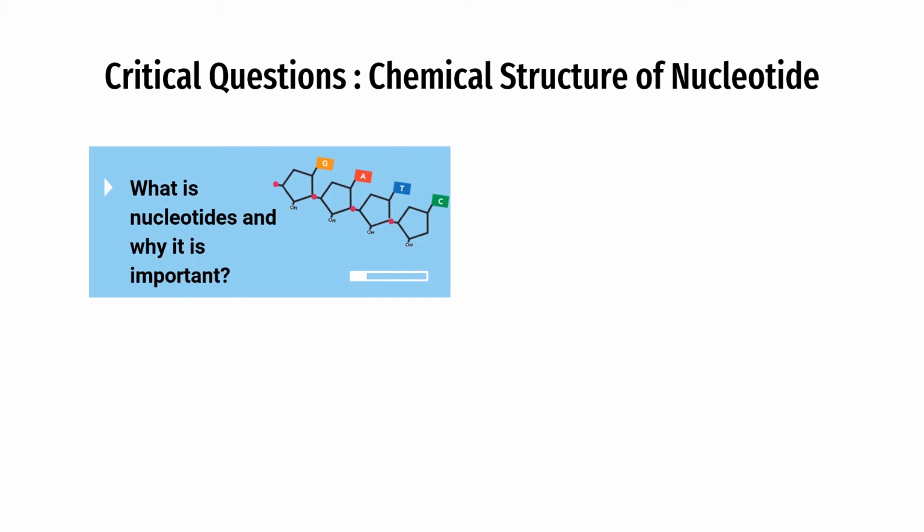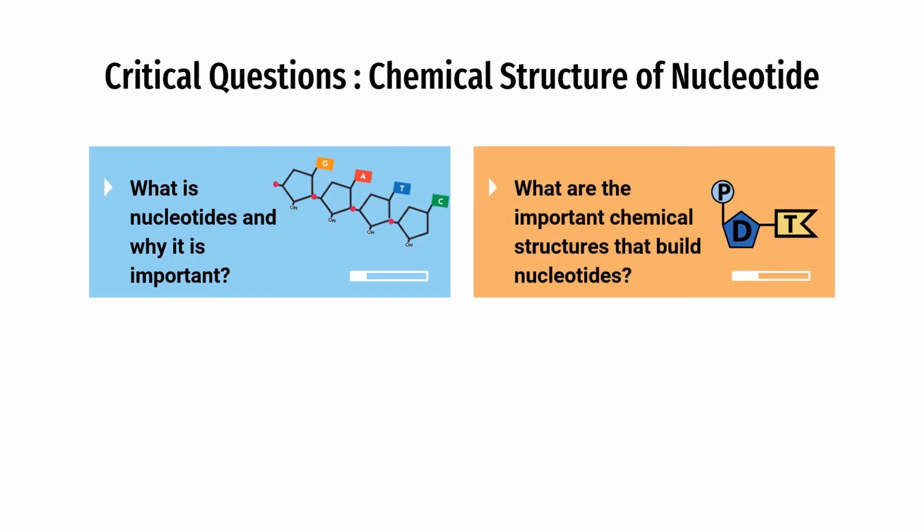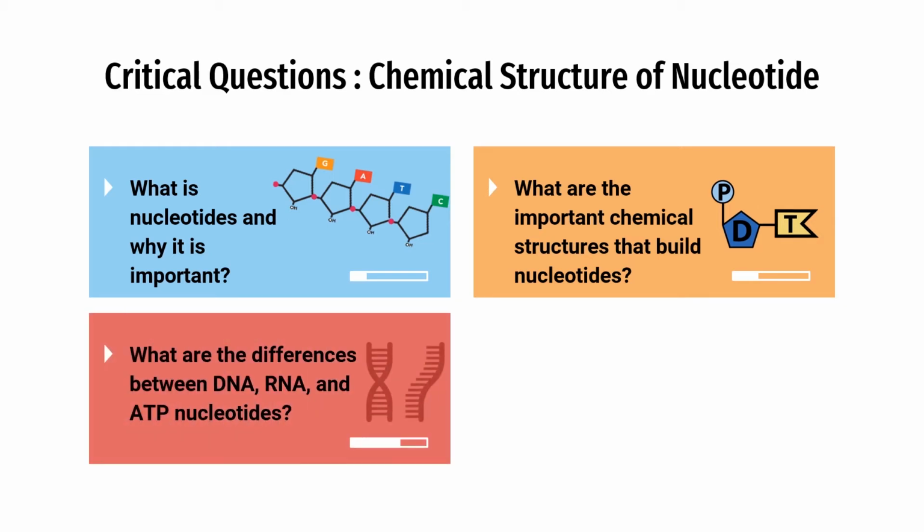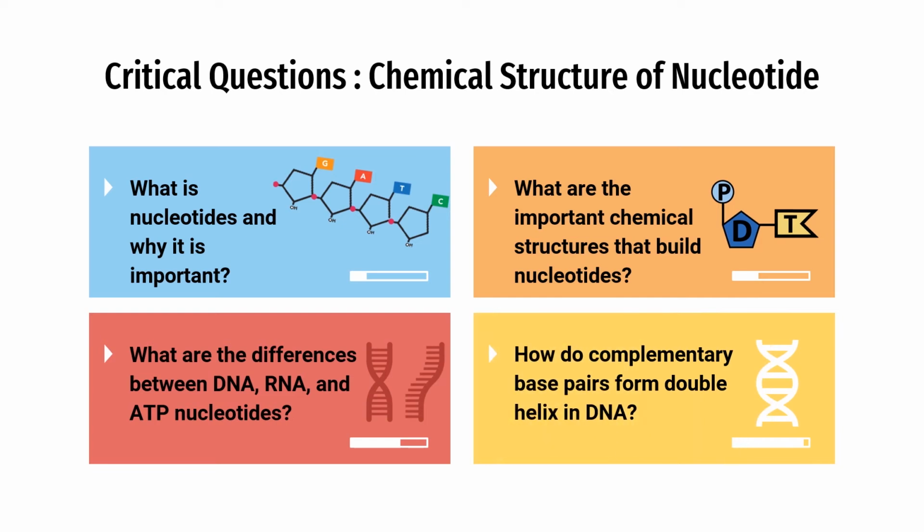2. What are the important chemical structures that build nucleotides? 3. What are the differences between DNA, RNA, and ATP, as the 3 of them are nucleotides? 4. How do complementary base pairs form the double helix in DNA?